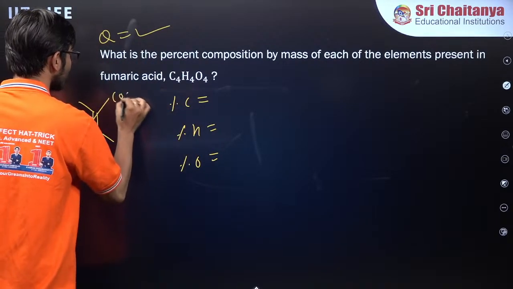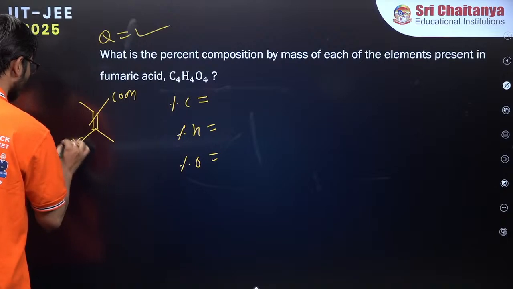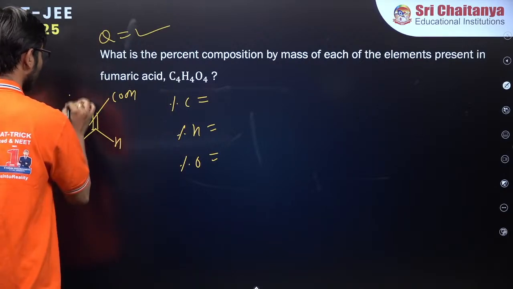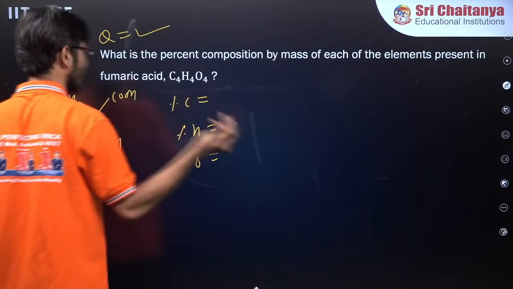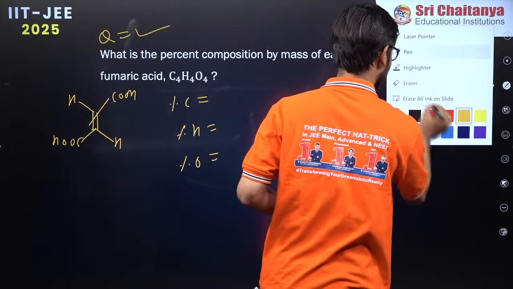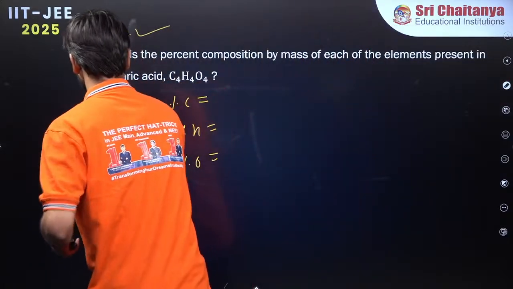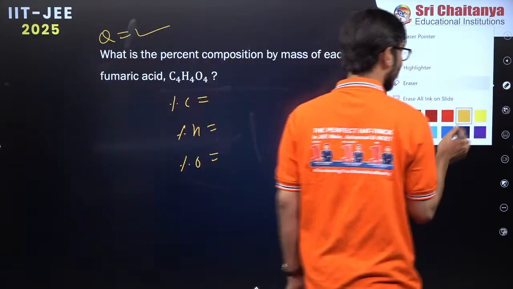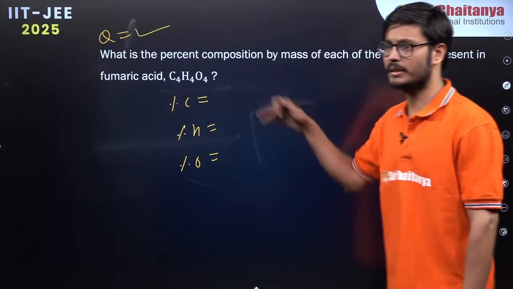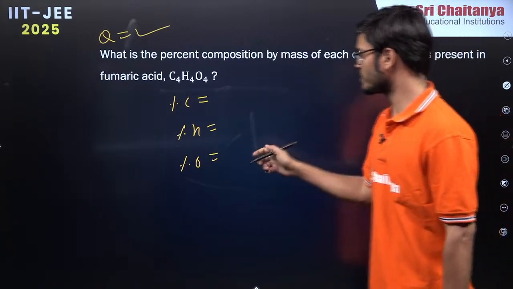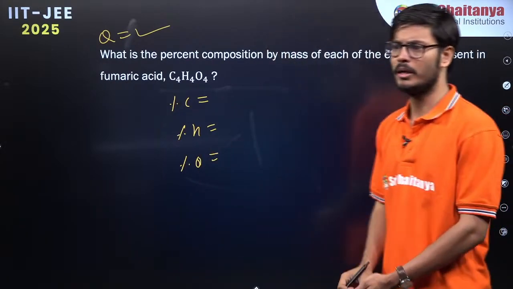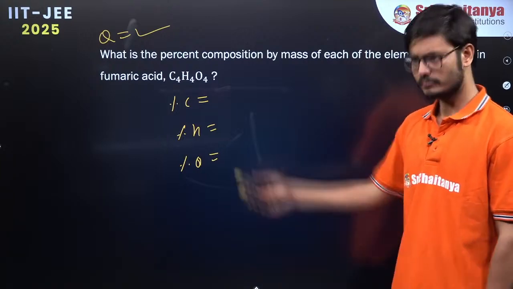Double bond, COOH, H and H. Most of you won't know all these things anyway, so leave this. This is the compound fumaric acid. Give me the percentage of carbon, hydrogen, and oxygen. Give me the values quickly. Everyone solve.